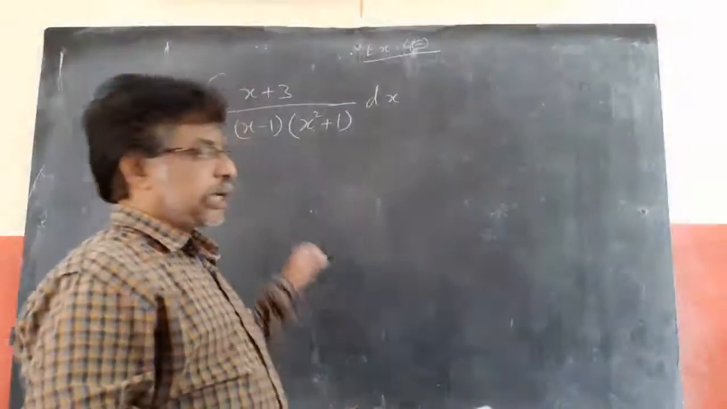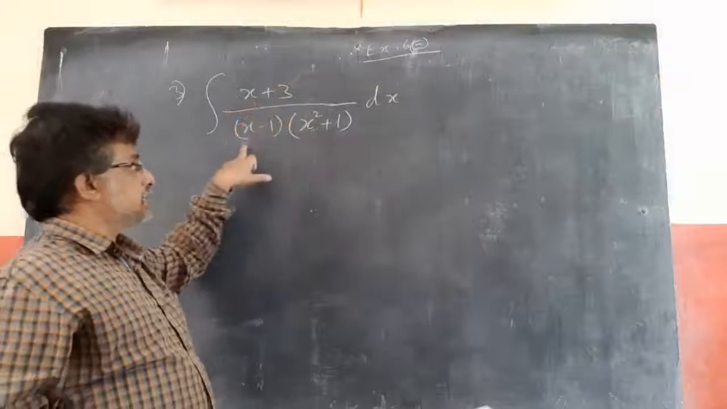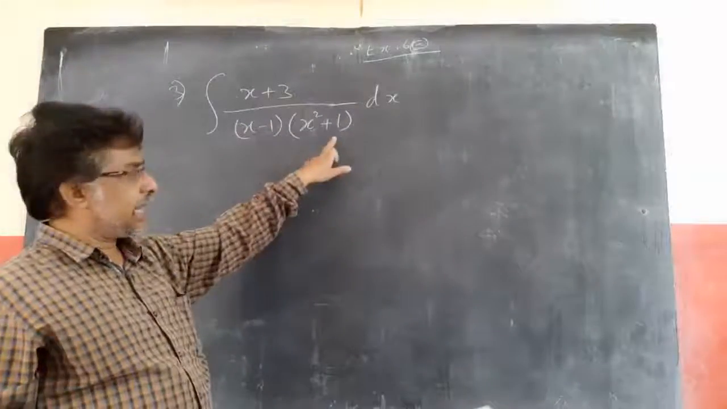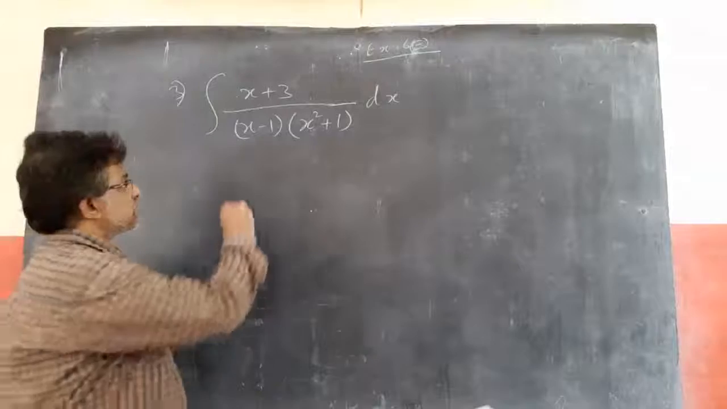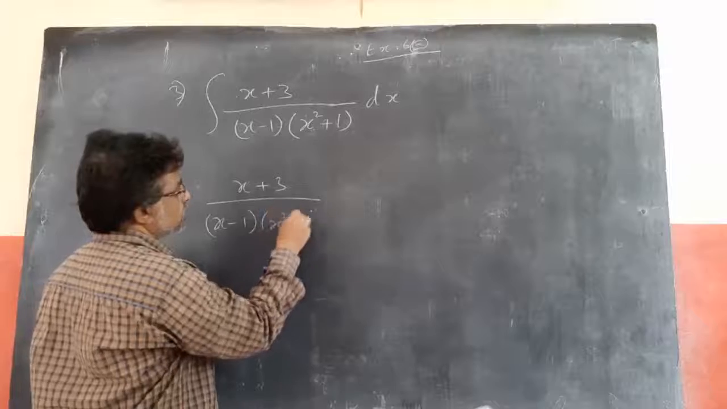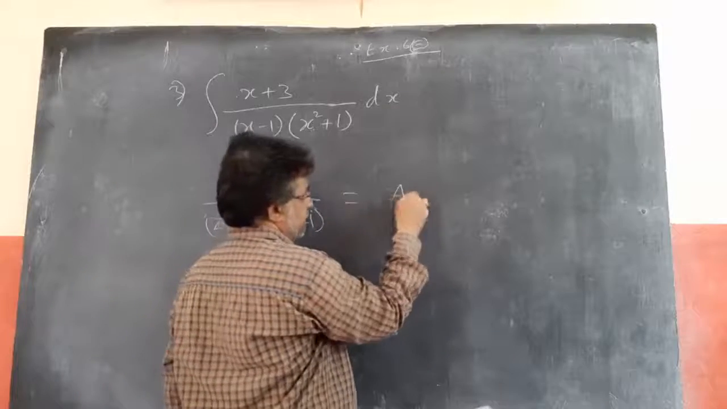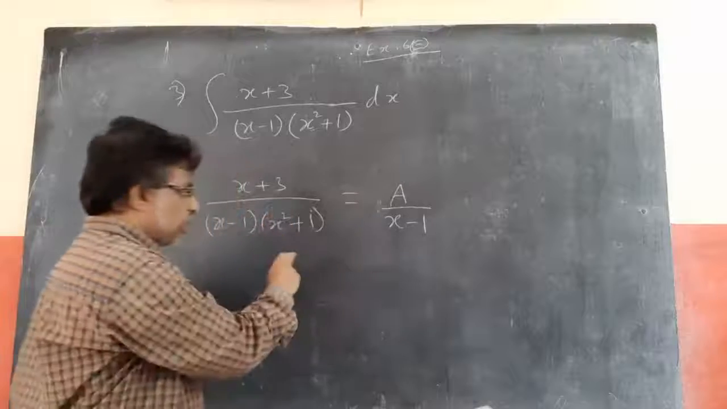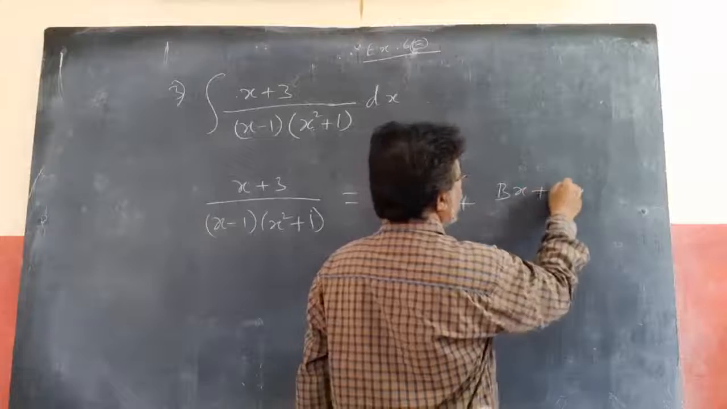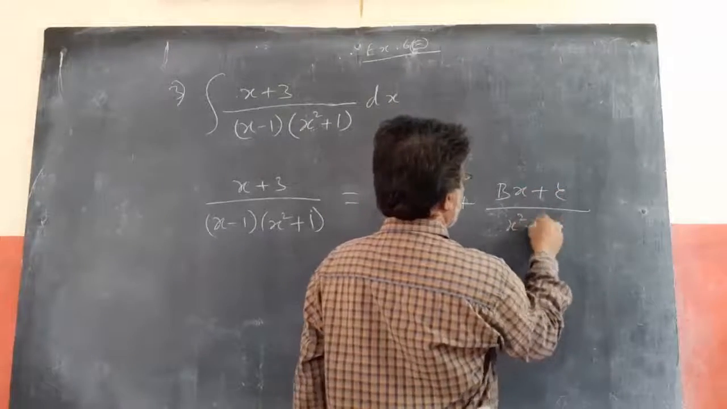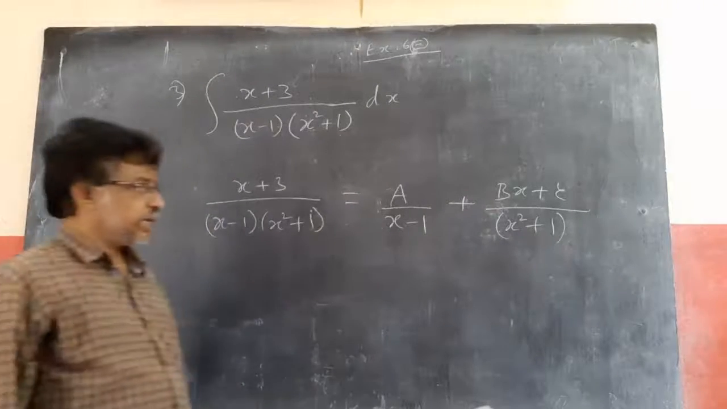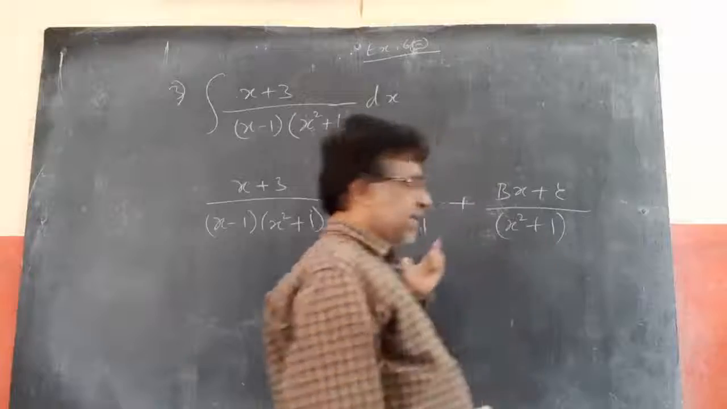Next, the third type. This is linear. This is quadratic which we cannot factorize. For this, what I told: (x plus 3) by (x minus 1) into (x square plus 1) equals a by (x minus 1) plus, this is a quadratic which cannot be factorized, so take the linear factor in the numerator, I told. That means (bx plus c) by (x square plus 1). So like this, if you find a, b, c, then we can integrate separately.